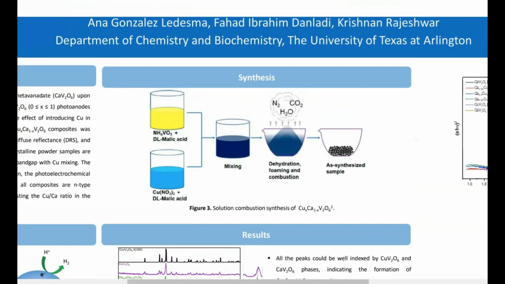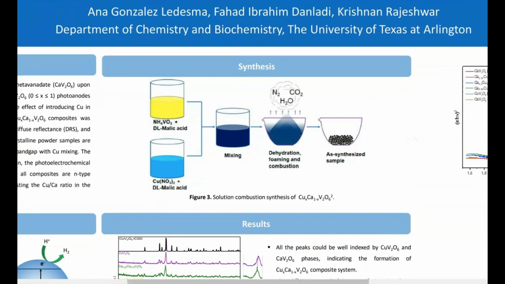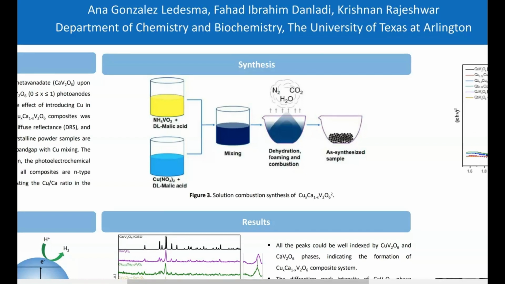Now let's take a look at the synthesis. We show here the solution combustion synthesis that we did. We dissolve a stoichiometric amount of malic acid, ammonium vanadate, and copper nitrate in water. After mixing and sonication, we burn it to take the water, carbon dioxide, and nitrogen off the sample. Once we had our product, we crushed the solid using a mortar and pestle. We annealed it to take off the extra carbon from the first cooking, and we finally crushed it one more time to get our crystalline powder ready for analysis.